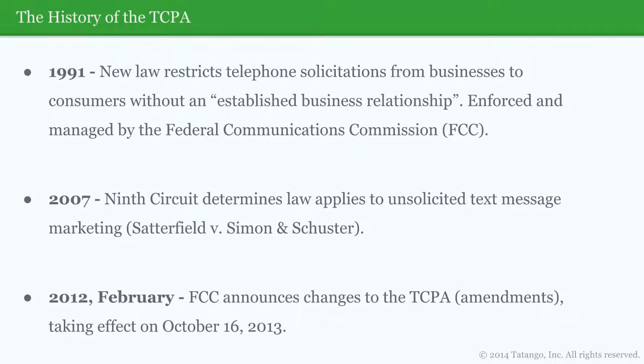So let's talk about the history of the Telephone Consumer Protection Act. The Telephone Consumer Protection Act was developed in 1991, and it was a new law that restricts telephone solicitations from businesses to consumers without an established business relationship. This means businesses could not call you out of the blue if you've never done business with that business. Now, if you had done business with that business in the past, like you had purchased something or had talked to them in the past, then this law would not apply.